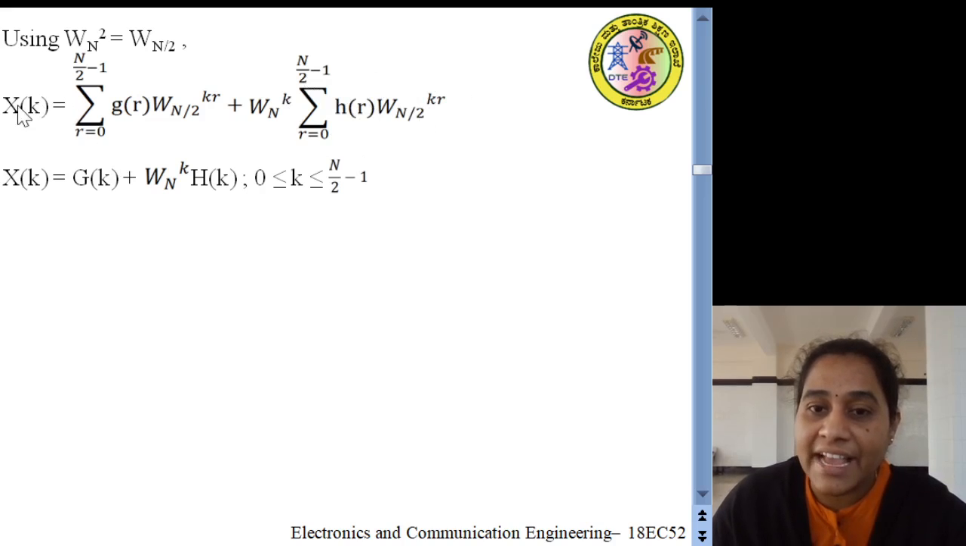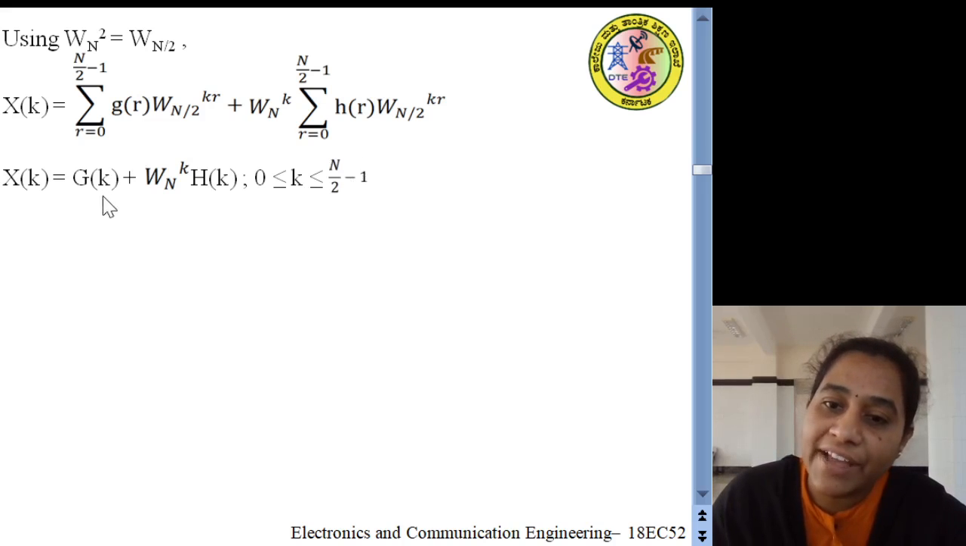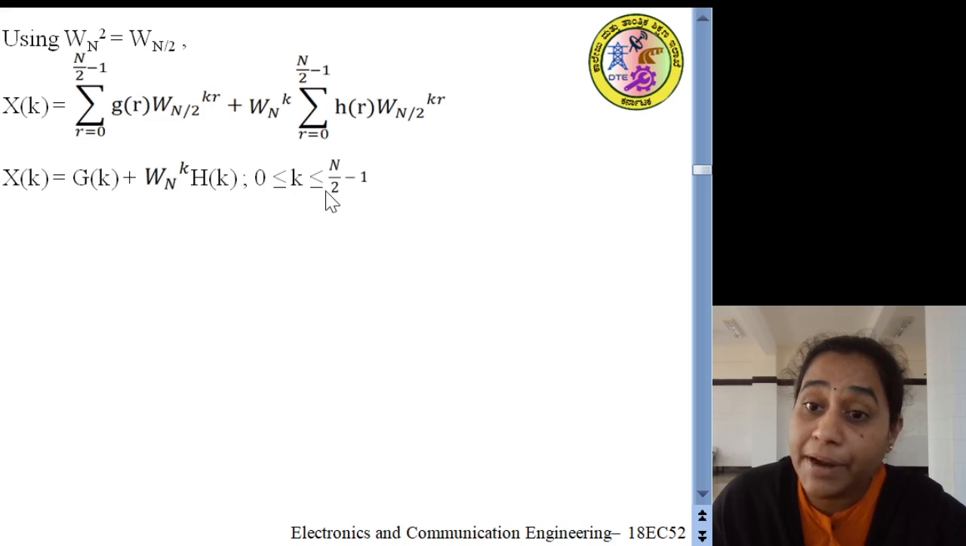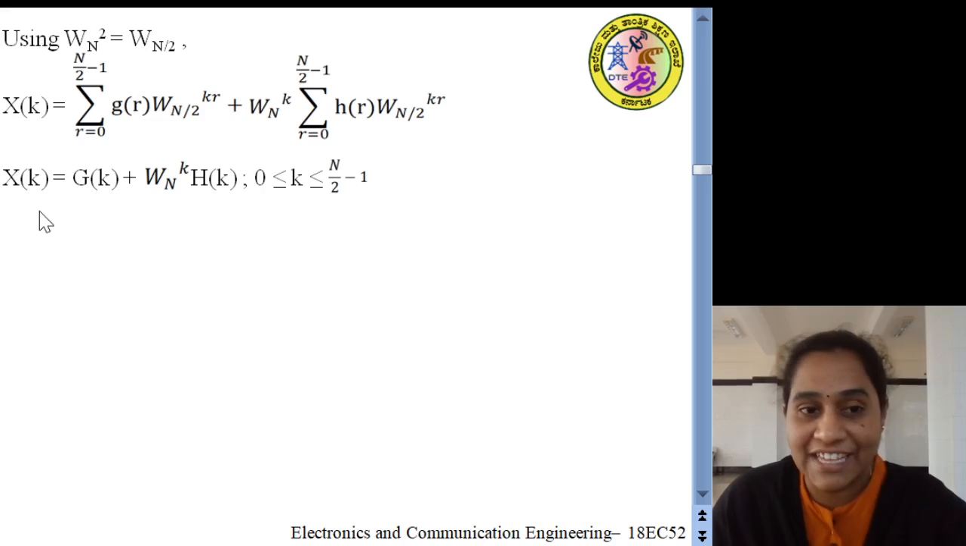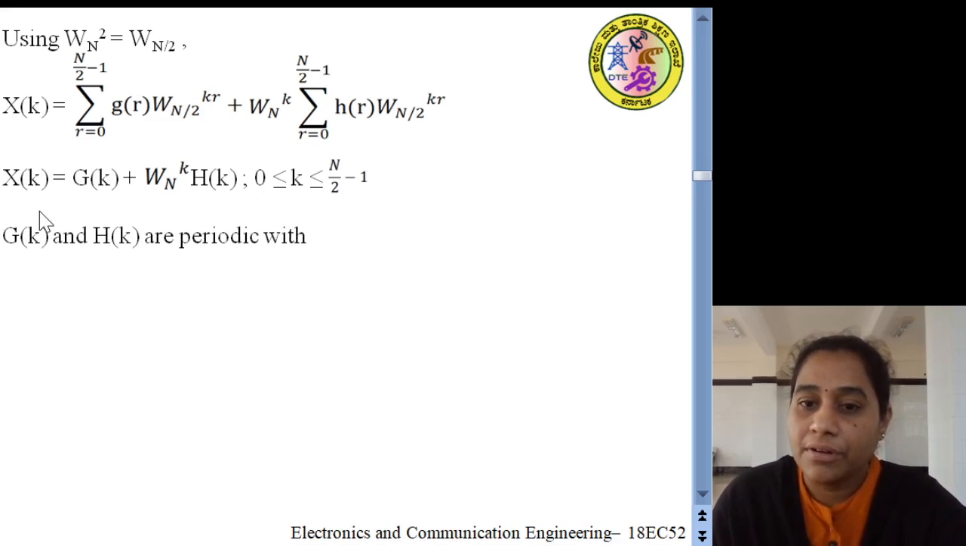Okay, so we can write this X(k) as G(k) plus W_N^k into H(k). Here the value of k in both the first and second part is varying from 0 to N/2 minus 1. We can observe here both G(k) as well as H(k) are N/2 point DFTs. So these two N/2 point DFTs constitute one N point DFT X(k). Now as G(k) and H(k) are N/2 point DFTs, they are periodic with N/2 points.